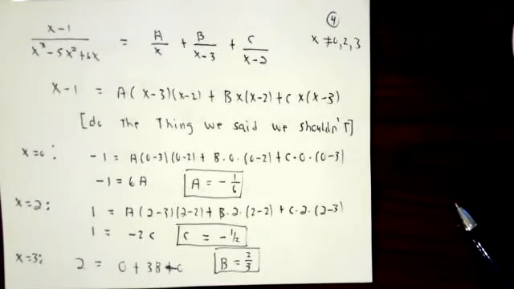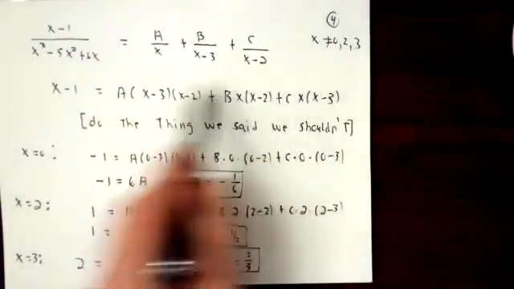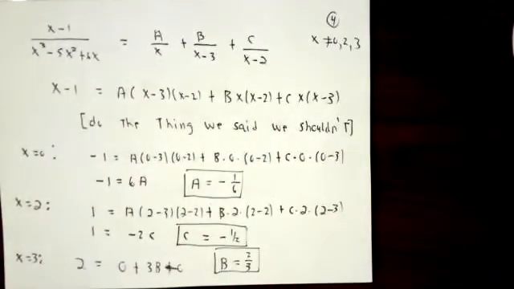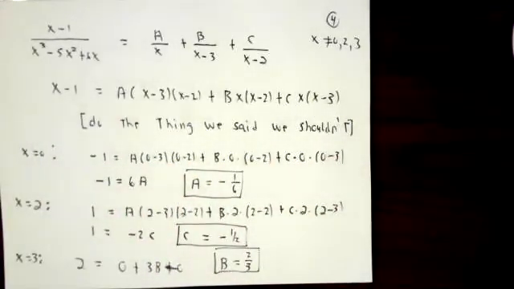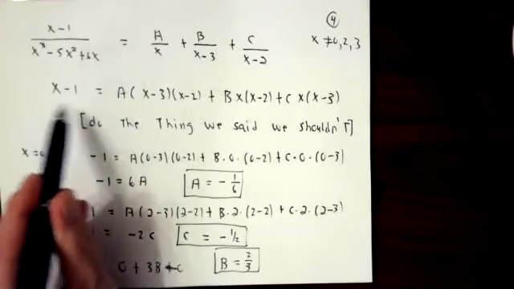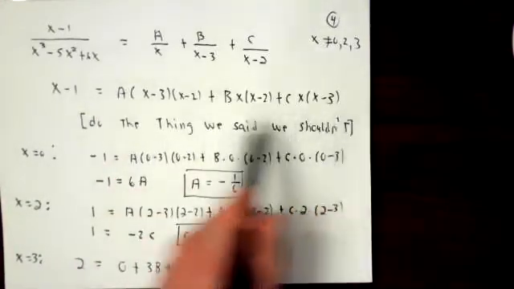Now, I do have to say at least a word about what we're doing, because on the face of it, we are doing exactly this thing that we said we shouldn't do, but it's okay. This equation is true for all x's except x equals 0, x equals 2, and x equals 3. That means that this equation is also true for all x's except 0, 2, and 3. On the other hand, this is a polynomial. This is a polynomial also.